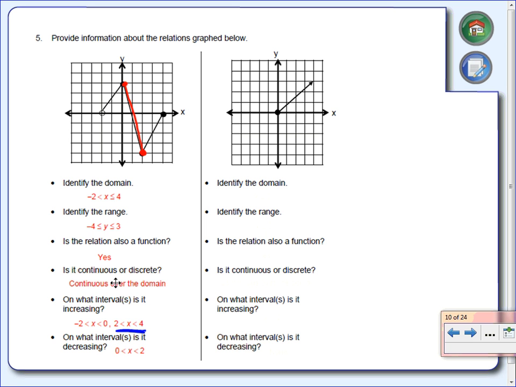So in a minute, I'll let you go and do the other graph. It's going to be very similar to what we've just done here. So you have some examples to look at.